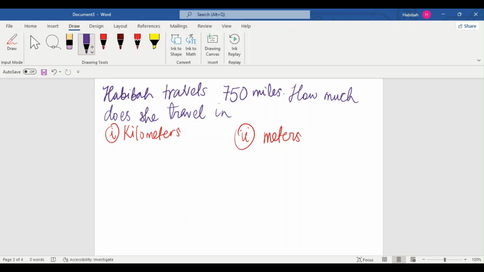So today we're going to be working on the question on the screen that says Habiba travels 750 miles. How much does she travel in kilometers as well as meters? So this question is in two parts. We want to know how much she travels in kilometers as well as how much she travels in meters. So you're going to be solving the questions separately.